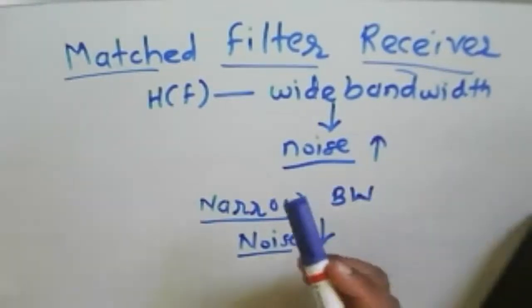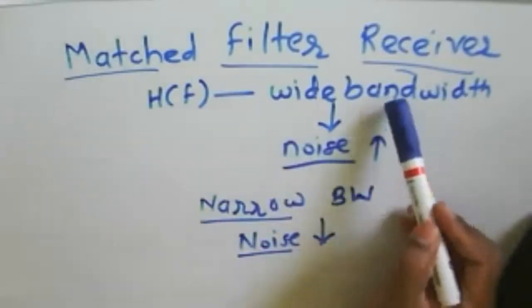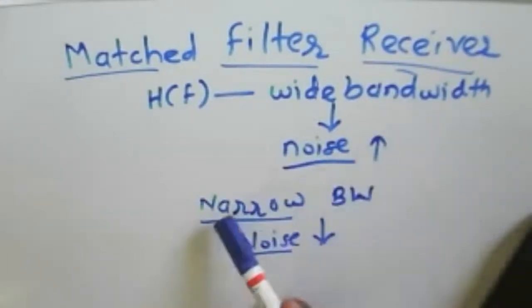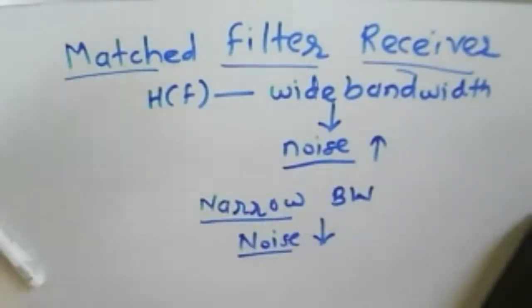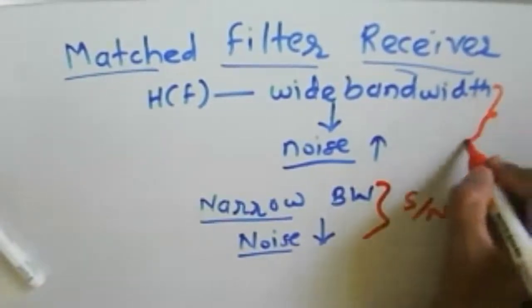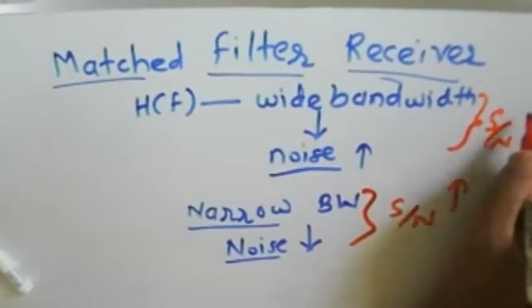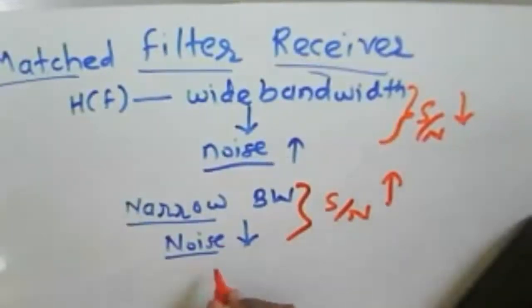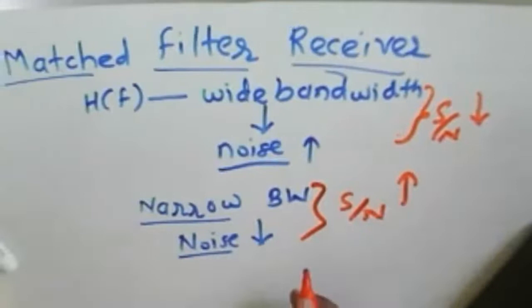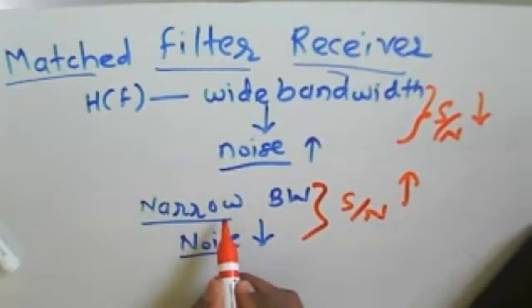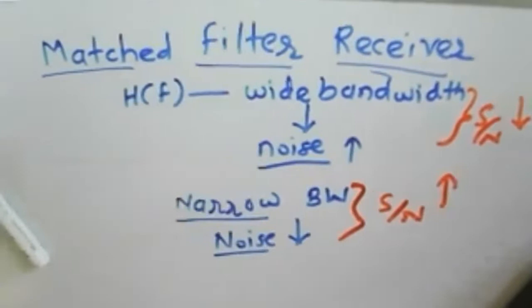In another case, for a wide bandwidth, noise increases, so the signal to noise ratio decreases. But in the narrow band condition, the signal to noise ratio increases. But what is the limitation? For this narrow band, we will lose a part of the information of the signal.